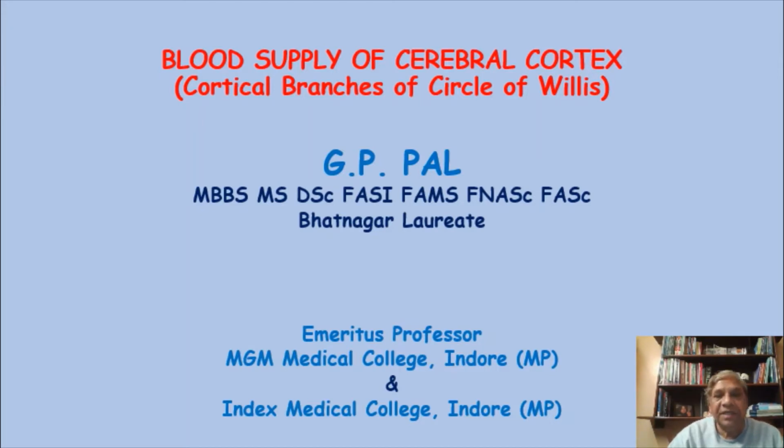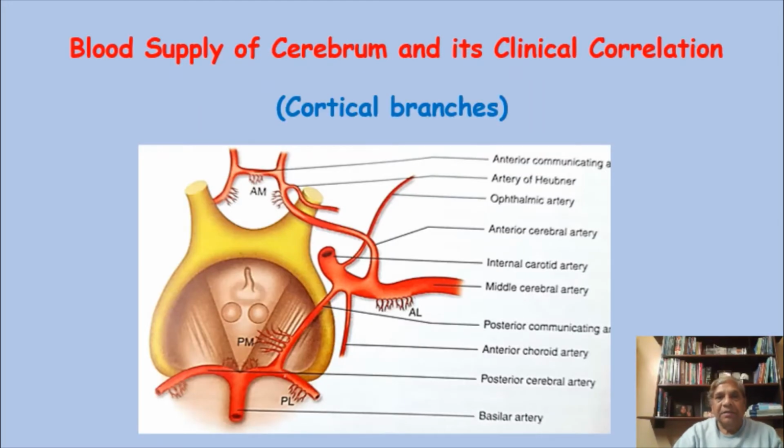Now, if we see the circle of Willis, this is the anterior communicating artery. This is the anterior cerebral artery, which is a terminal branch of the internal carotid artery. The second terminal branch is the middle cerebral. That means the anterior cerebral artery and middle cerebral artery are the terminal branches of this internal carotid artery.